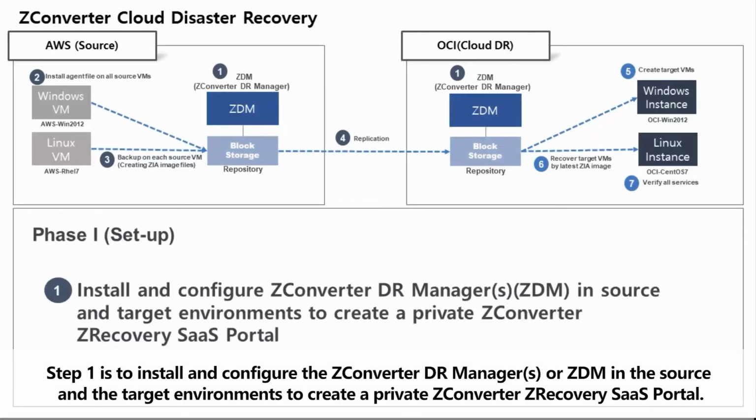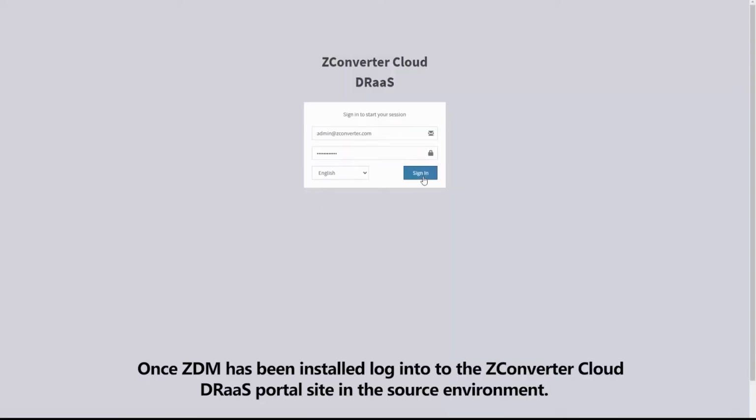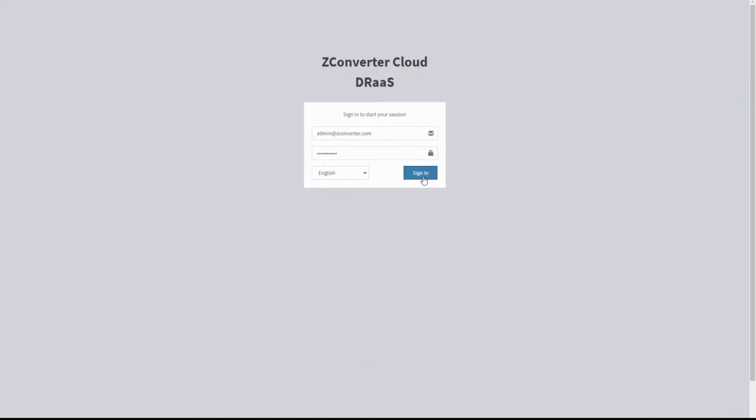Step 1 is to install and configure the ZConverter DR Manager, or ZDM, in the source and the target environment to create a private ZConverter Z-Recovery SaaS portal. Once ZDM has been installed, log on to the ZConverter Cloud DR as a Service portal site in the source environment.